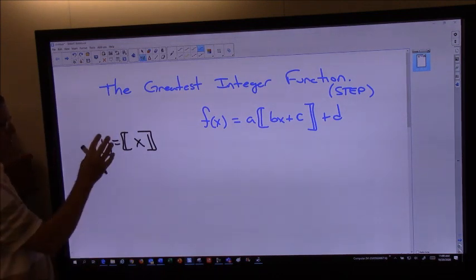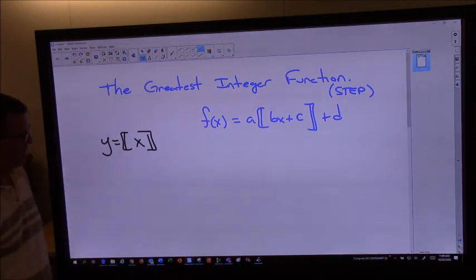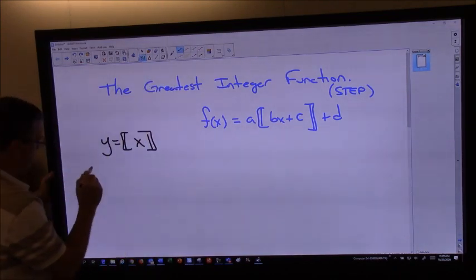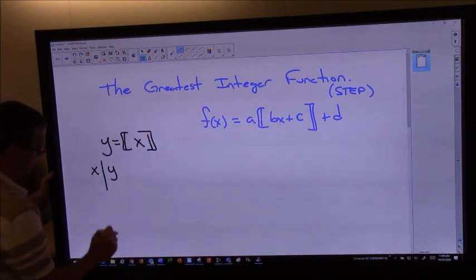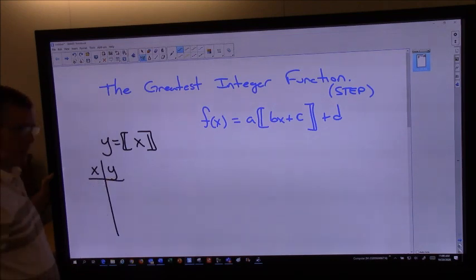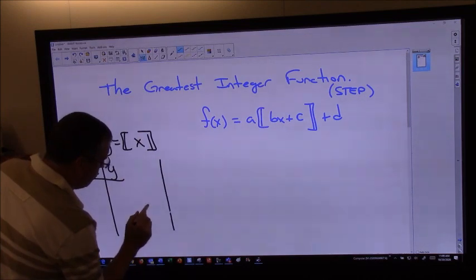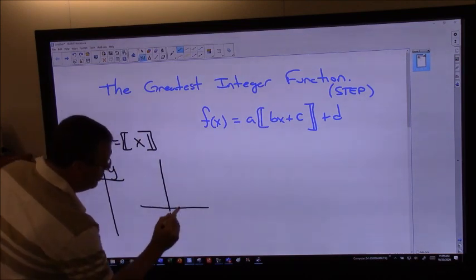And so what we want to do is see why it looks like a set of steps. So I'm going to start off by making an XY table. I'm going to plug some numbers in, kind of like we did back in Algebra 1. And then as I do that, I'm going to draw a graph of what this looks like.